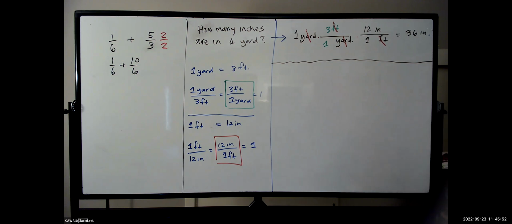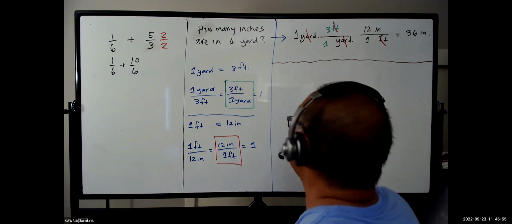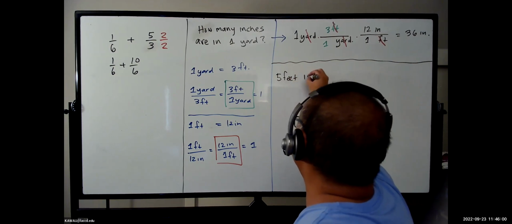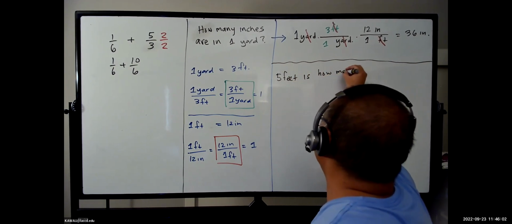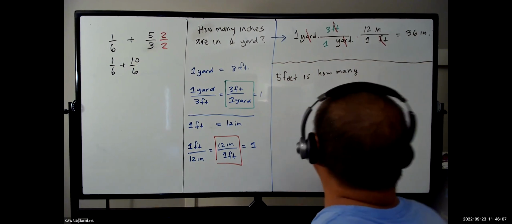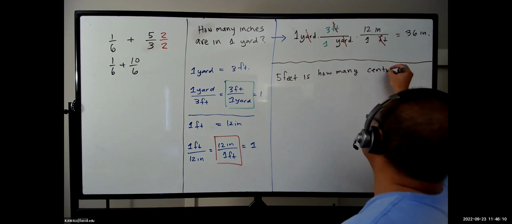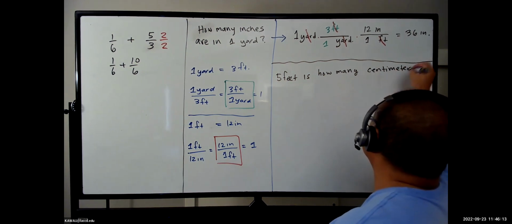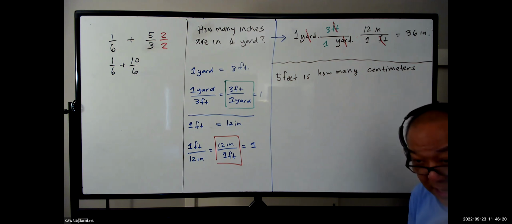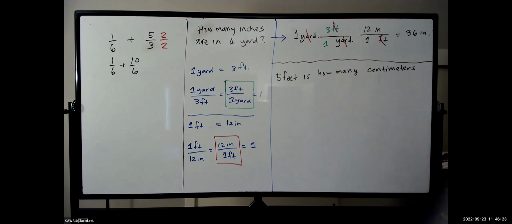Okay, so let's do this. Let's go 5 feet is how many centimeters? Okay. And then you go, is this done? Absolutely. In the US, we measure things by feet. In Asia, they'll ask you like how many centimeters are you?